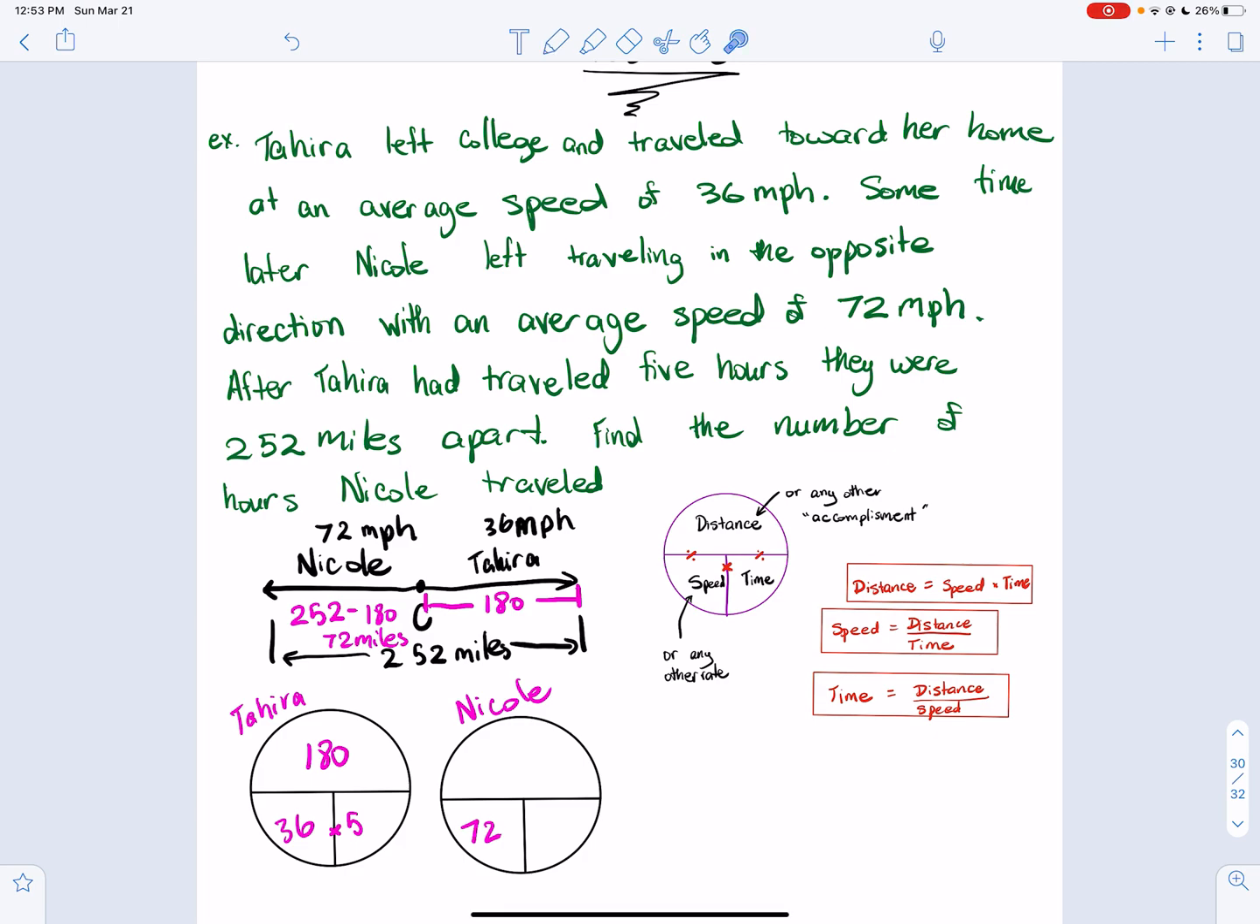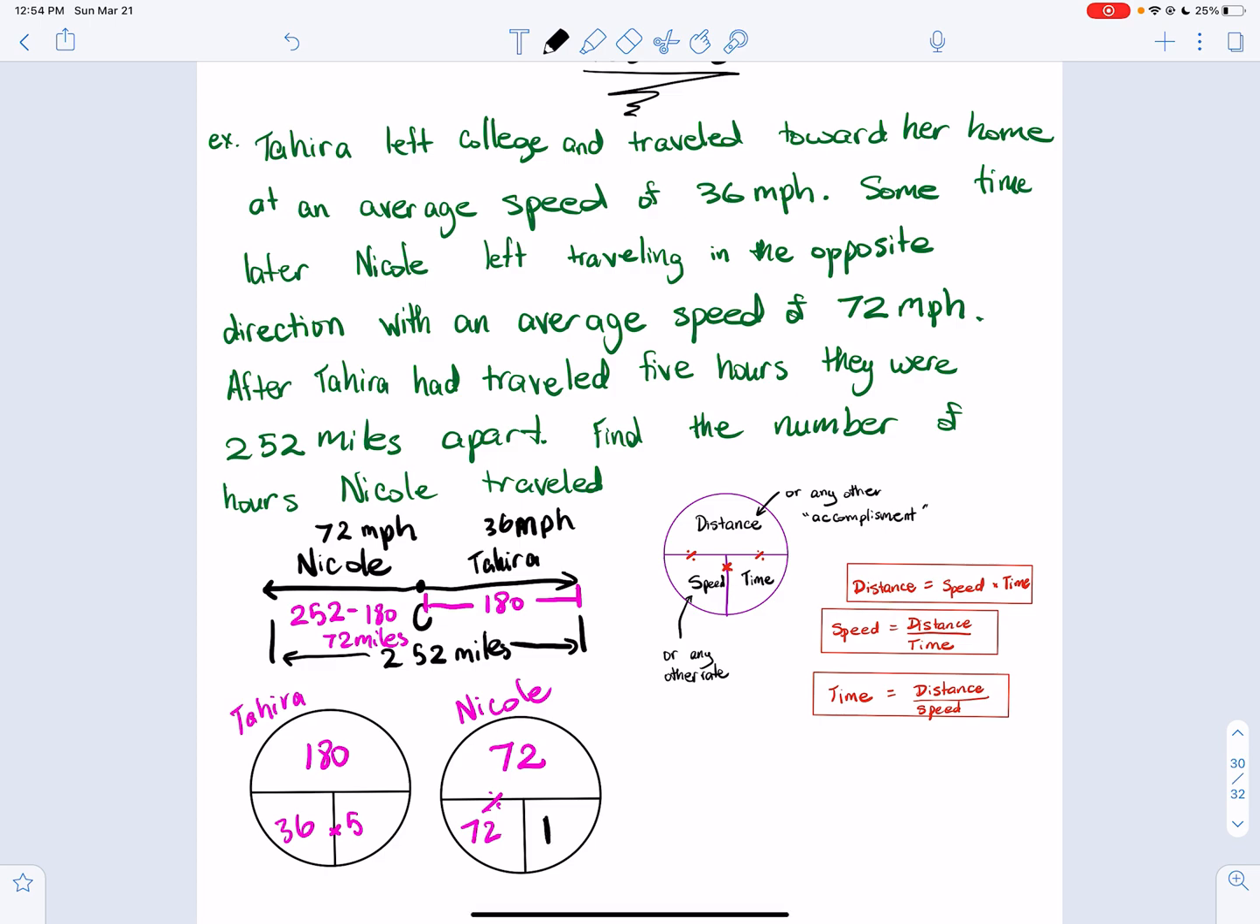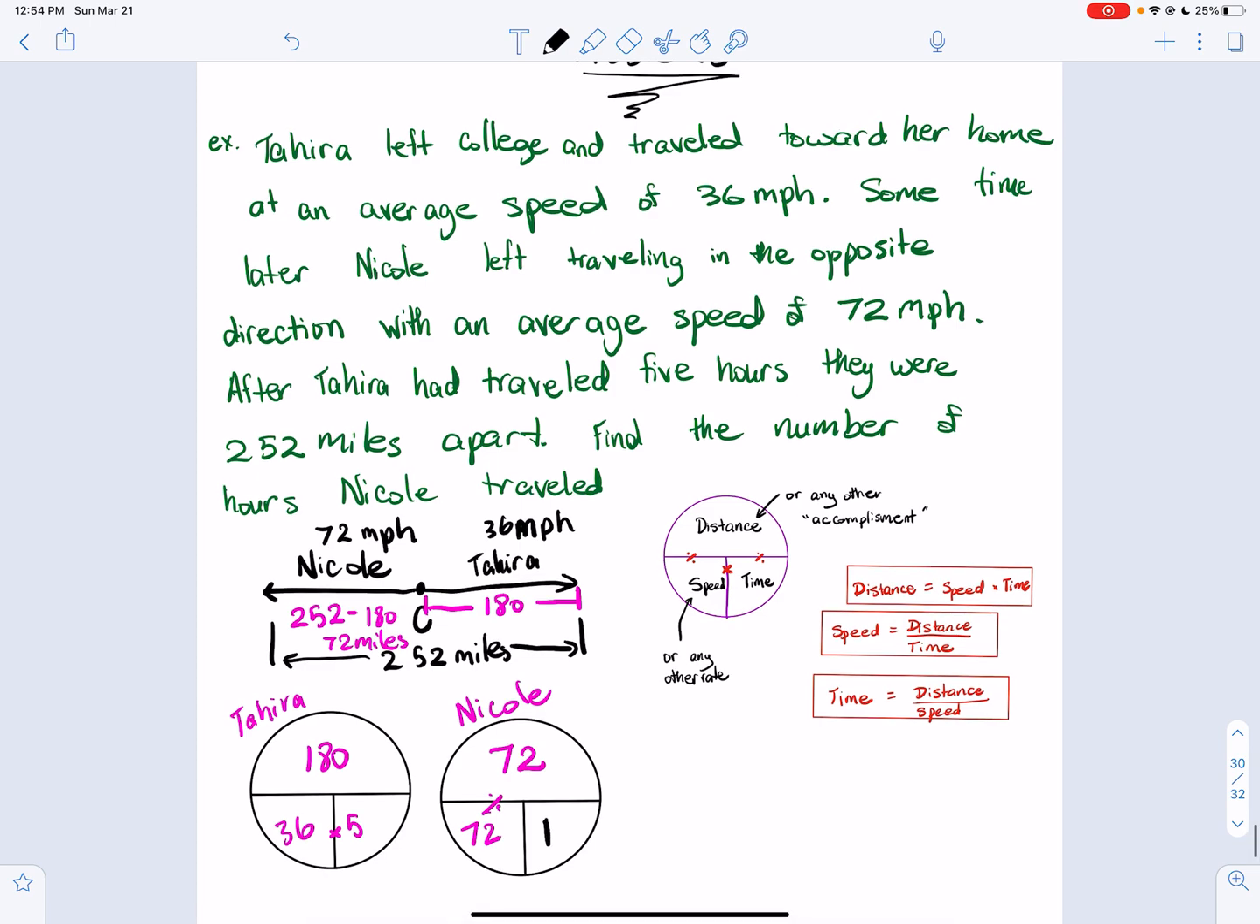And again, just to reiterate, that 72 plus the 180 is the total distance between them. So now I can go ahead and fill in Nicole's distance of 72 miles. Now we have enough where, since we have two things in our circle, we can go ahead and divide to figure out the time that Nicole took. So 72 divided by 72 gives us the time that Nicole took, and that is what the question is asking for, the number of hours Nicole traveled. Nicole traveled 1 hour.